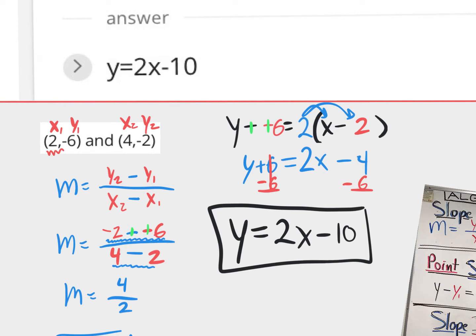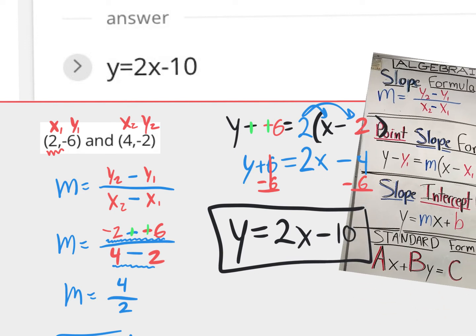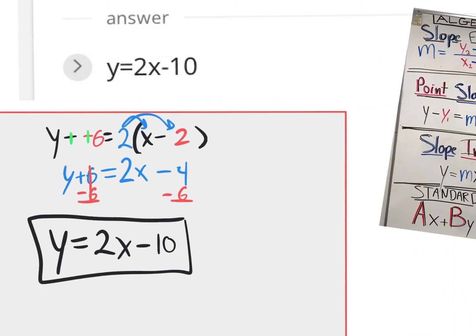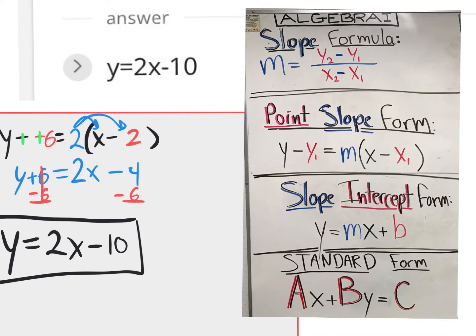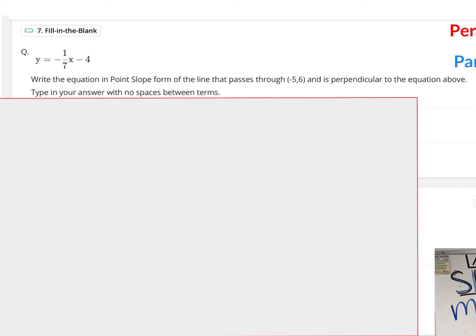All right. I hope we are clear with this. And I hope we also really understand the reason why we have all this information in this order, right? Start with slope, then move on to point-slope, then you could change to slope-intercept, then you could change to standard. On this next question, it says write the equation in point-slope form, okay?